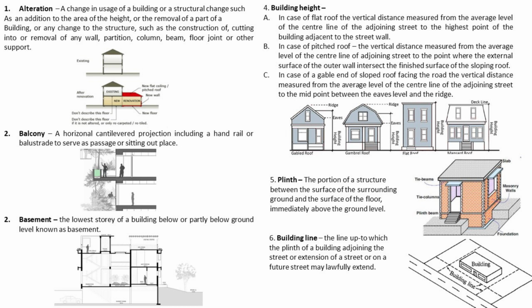Okay. Now coming to the plinth: the portion of a structure between the surface of the surrounding ground and the surface of the floor immediately above the ground level is known as plinth level. Okay. Then talking about the building line: a line up to which the plinth of a building adjoining the street or extension of street or on a future street may lawfully extend.